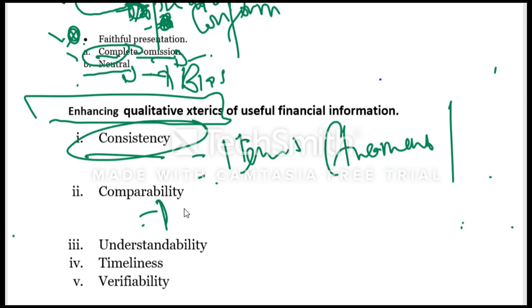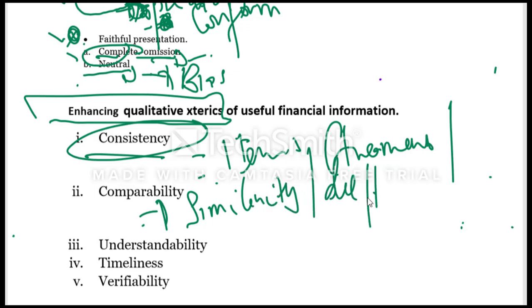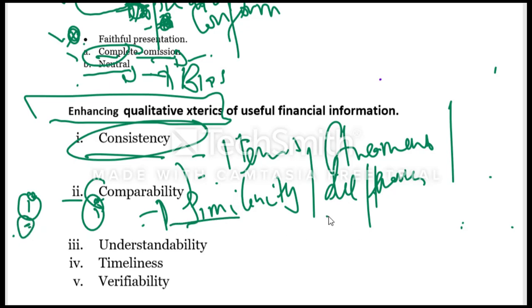Comparability looks at the ability to derive similarities and differences in financial statements, say year zero one, year one and year two. If we are to make comparison, relevant information should help us derive the similarities and the differences within the financial statements, or between company A and company B, provided they are operating within the same industry. So comparability should help us to see the similarities and differences.